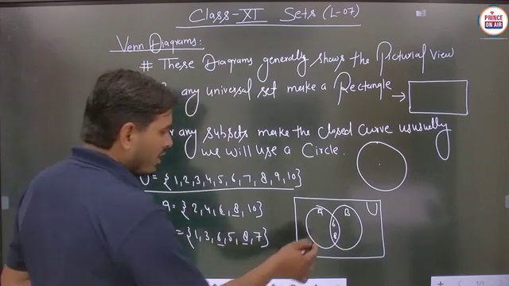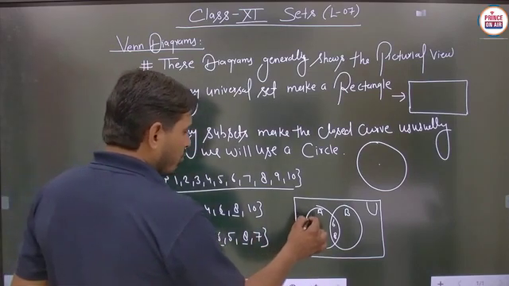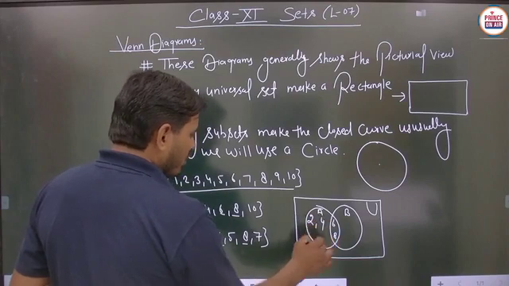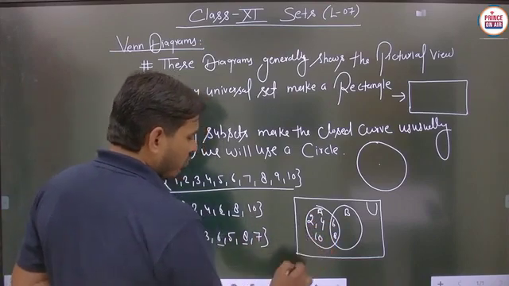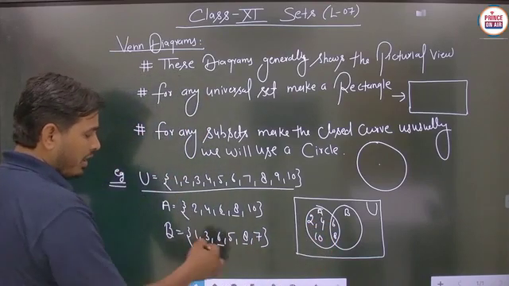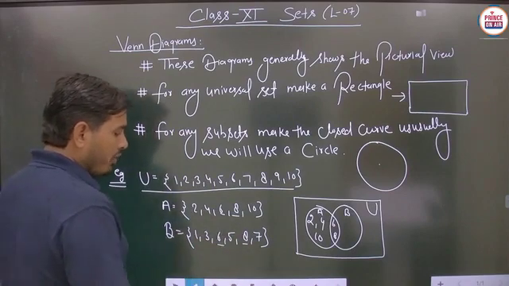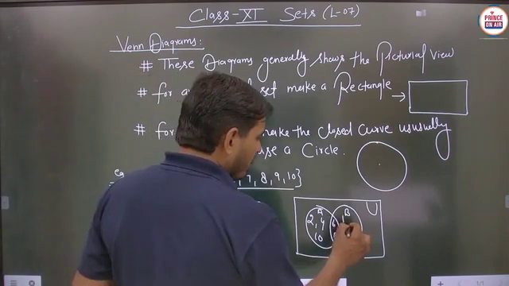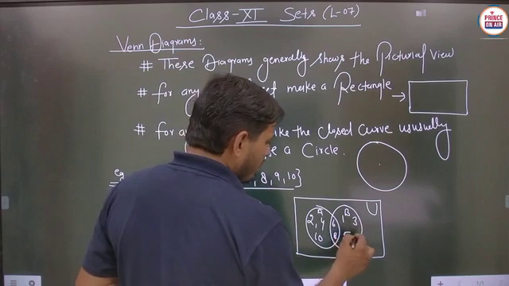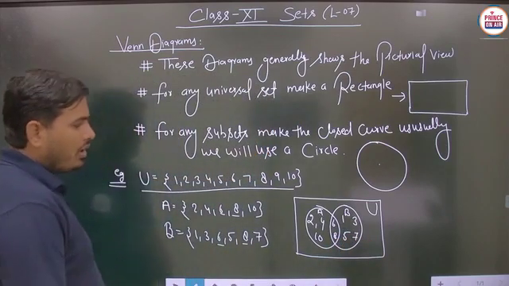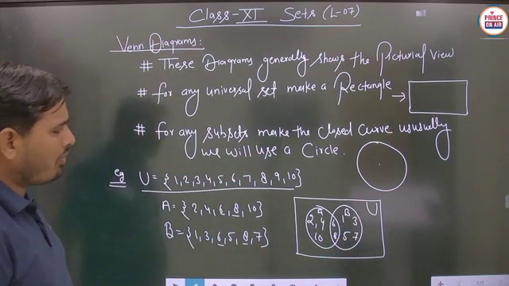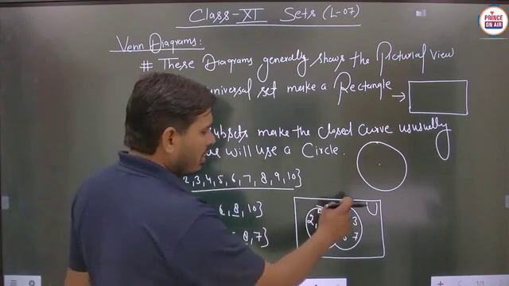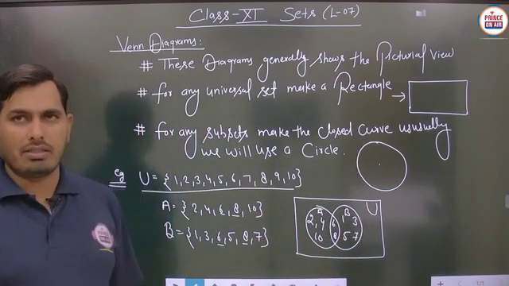Next, the remaining elements of A, like 2, 4, and 10, we have to write in this part, and the remaining elements of B, 1, 3, 5, 7. So this is 1, this is 3, this is 5, this is 7, we have to write in this manner, and any other remaining elements we have to mention in the remaining part of this rectangle. Is it clear?